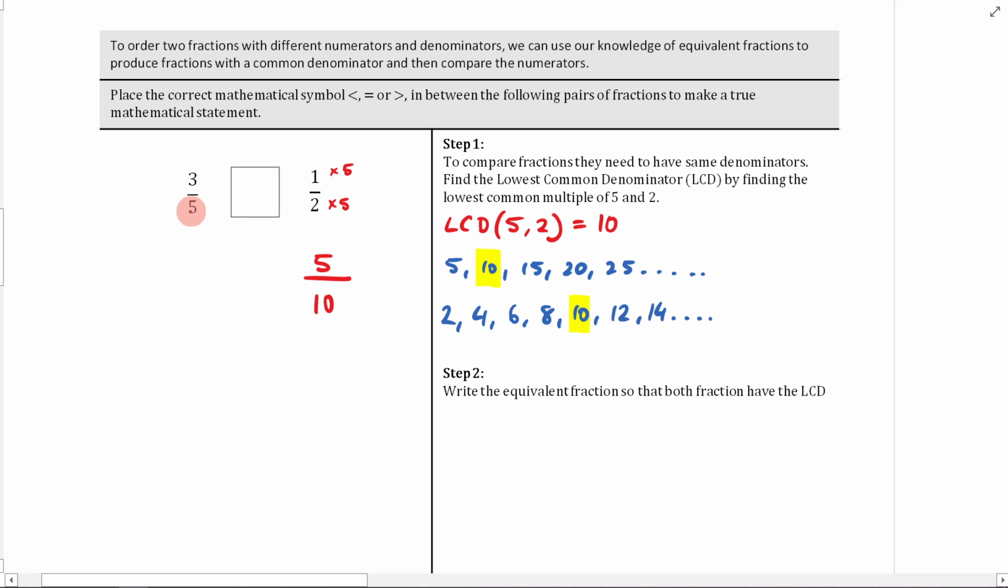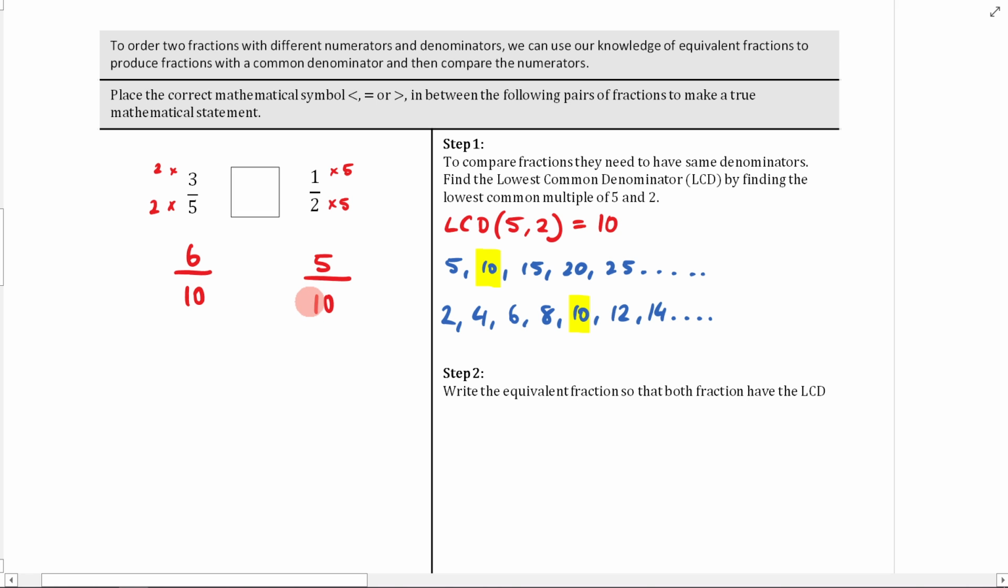And then we're going to do the same over here. So remember, we want to make this 5 into a 10. So that means I'm going to times it by 2. Now, if you times the bottom by 2, you must times the top by 2. 2 3s are 6, and 2 5s are 10. So here we've got 6 on 10 and 5 on 10.